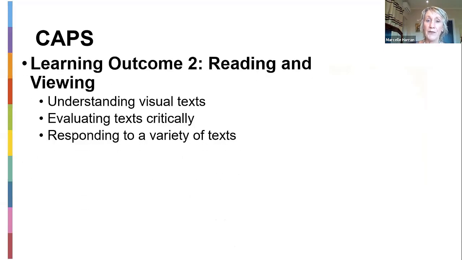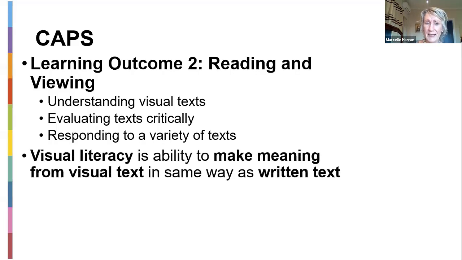Visual literacy is part of reading and viewing, that section of CAPS outcome 2. According to CAPS, you have to have an understanding of all visual texts. Not only that, you must be able to evaluate them critically, and this is why you need the technical understanding of what you're actually looking at in terms of angle, shot, color, body language. All those have to be assessed so that you can evaluate the text critically and then respond to them as well, answer questions about them.